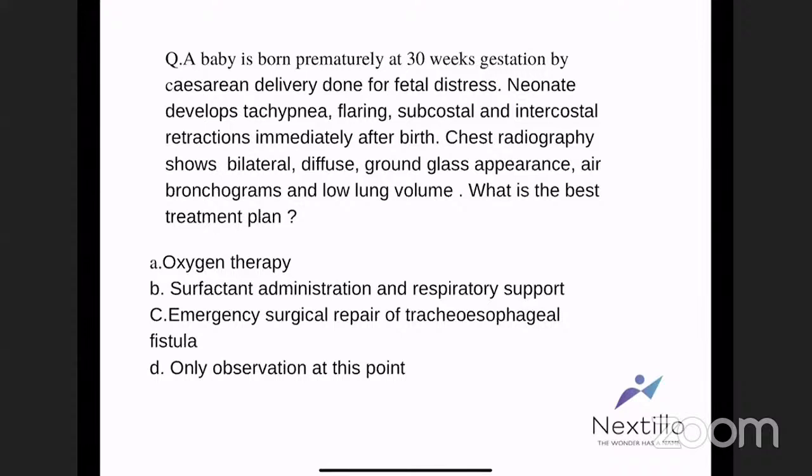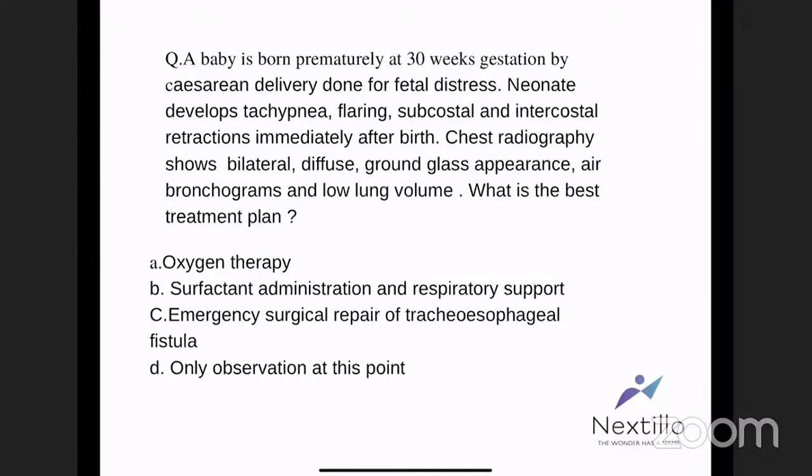So if we take this question, a premature baby, 30 weeks gestation, cesarean delivery for fetal distress. So risk factors are already present for hyaline membrane disease: prematurity, cesarean delivery. Next, the clinical features are present immediately after birth, and they are tachypnea, flaring, and intercostal retractions. And on chest radiography, there are bilateral diffuse ground glass appearance, air bronchograms, and low lung volume. So all these features, the risk factors, the clinical features, and the chest X-ray, are in favor of respiratory distress syndrome. So our diagnosis here is respiratory distress syndrome.